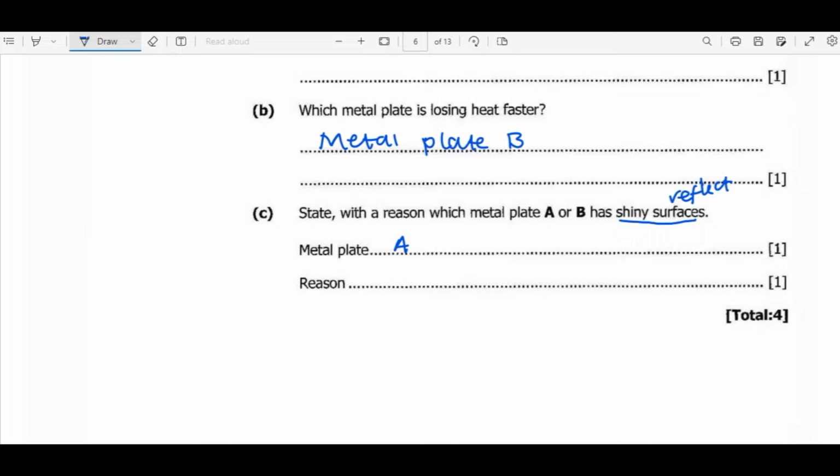Now, maybe to summarize our answer, we are saying shiny surfaces or white take time to absorb heat, but black is a good absorber. Even if it's a good absorber, it is also a good emitter. It emits heat fast. So for the shiny one, it takes time to absorb heat, it also takes time to emit. So the reasoning is because it was not emitting heat fast.